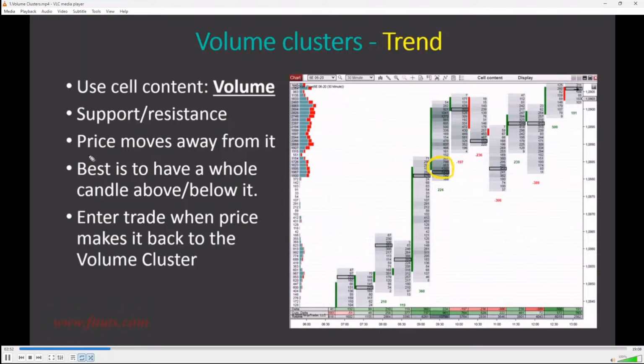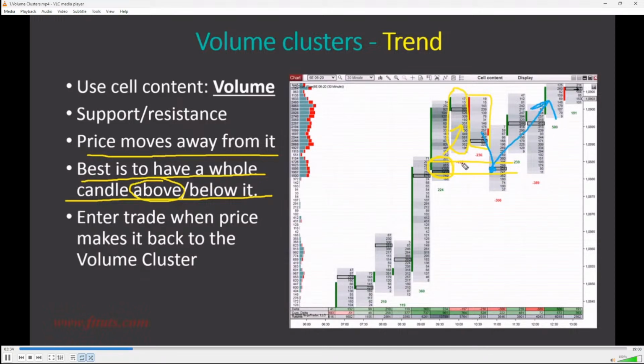And then you want to see the price move away from it. So the price goes higher, and best is to have a whole candle above it. In this case, this is an uptrend, so you want to see a whole candle above this area. In this case, we have two candles, this one and this one. The whole candle, the body and the wick, are above this support zone. And now we are waiting for a pullback. You're waiting for the price to make it back to this level, and when it does, you enter a long trade from there.